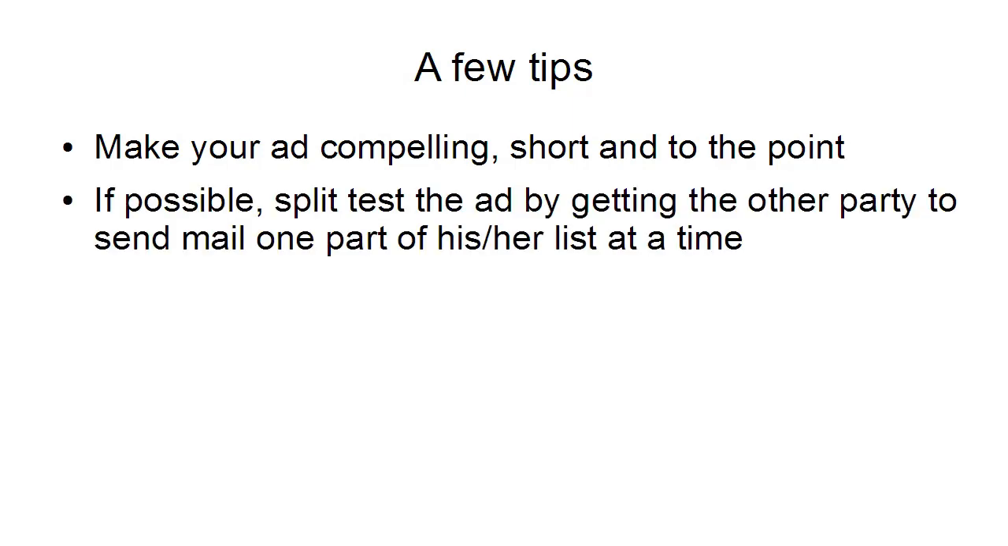If possible, you should split test the ad by getting the other party to send the email to one part of his or her list at a time. Now, not everyone can do this. It all depends on what type of autoresponder software they're running or what autoresponder service they're using. But if they can just send it to one part of their list at a time, then you can gauge how effective this ad is. You can tweak it, rewrite it, test it, and then roll it out to the entire list, and you know you're going to get the maximum response.